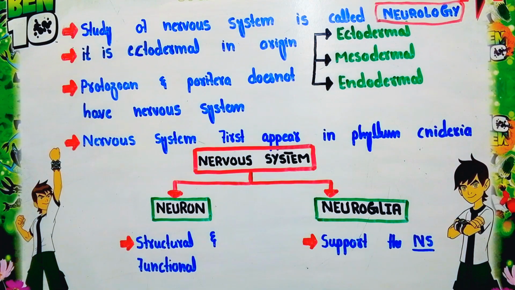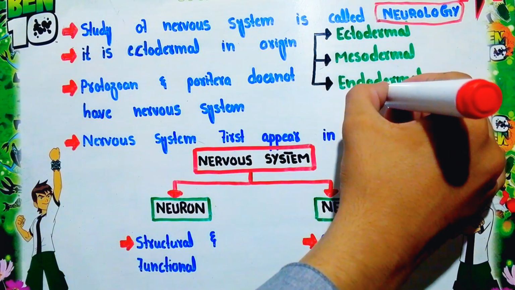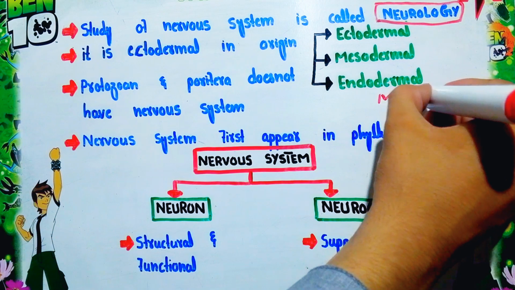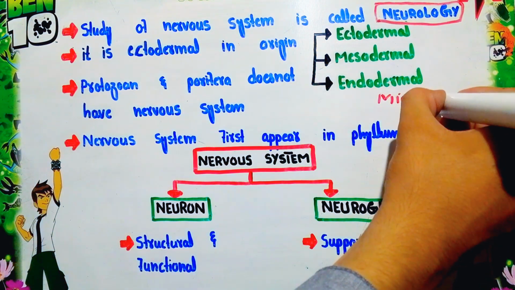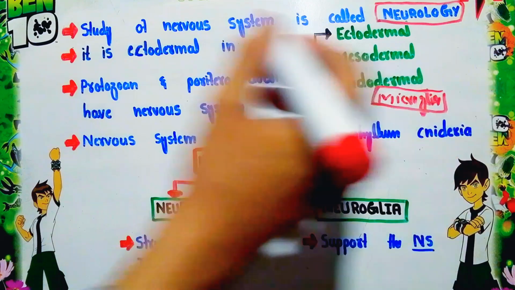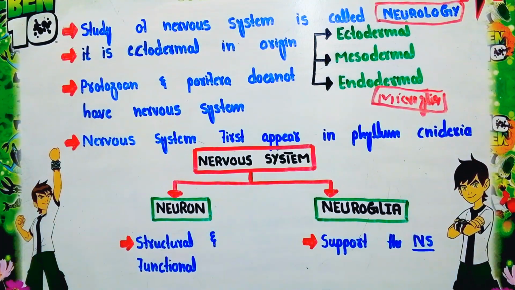Here an exception exists, because in our nervous system some supportive cells are present, called neuroglia. One type of neuroglial cell is the microglial cell. Microglial cells originate from the mesodermal layer of the embryo. So this is the first exception in the origin of the nervous system.